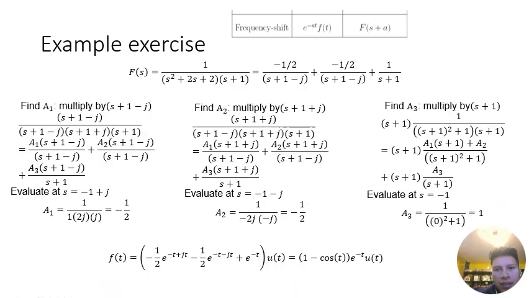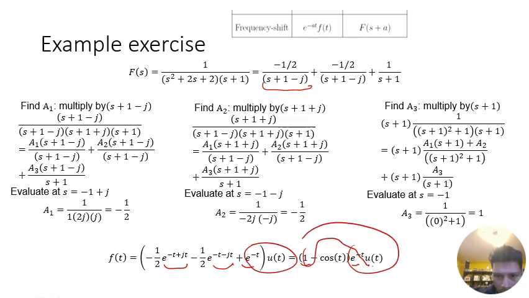And now what you can actually do is just use Euler's identity. So this is just this and this, which gives you e to the negative t, u of t for this one. And then you have cosine minus cosine t, which would be the combination of t's times e to the negative t. And that's it. That's how you do the inverse.